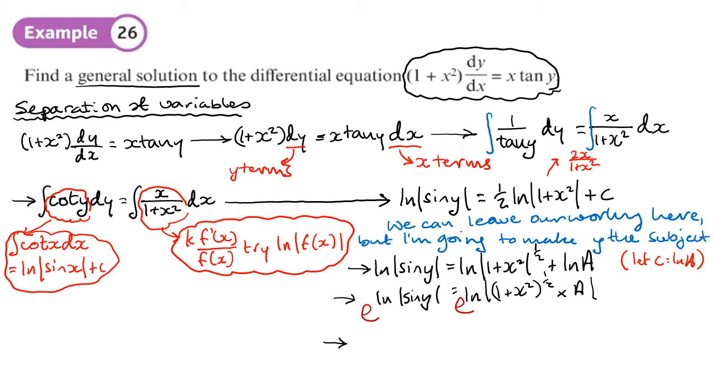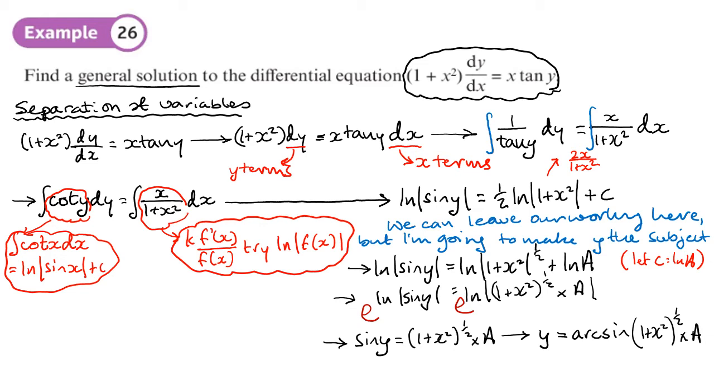So that will now give me sine y equals (1 plus x squared) to the power half times by a. And then I could go a step further and do the arc sine of both sides, so that y equals arc sine of (1 plus x squared) to the power half times by a, and I suppose I could write the a at the front.